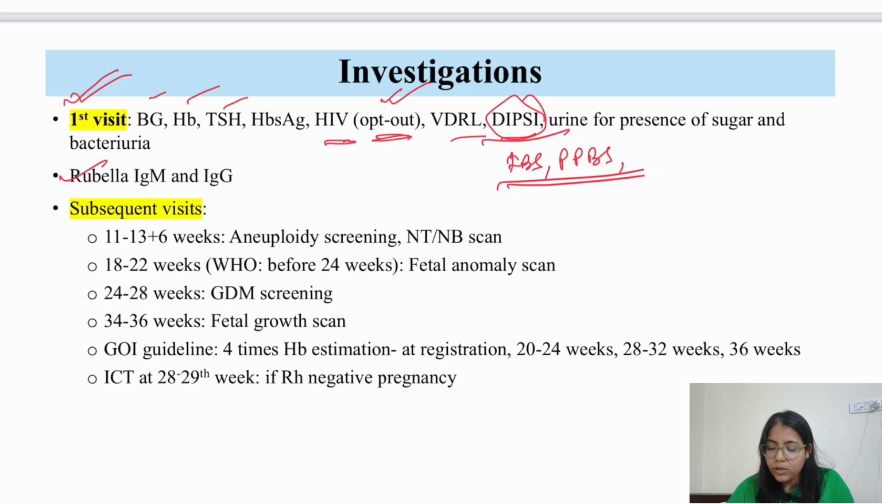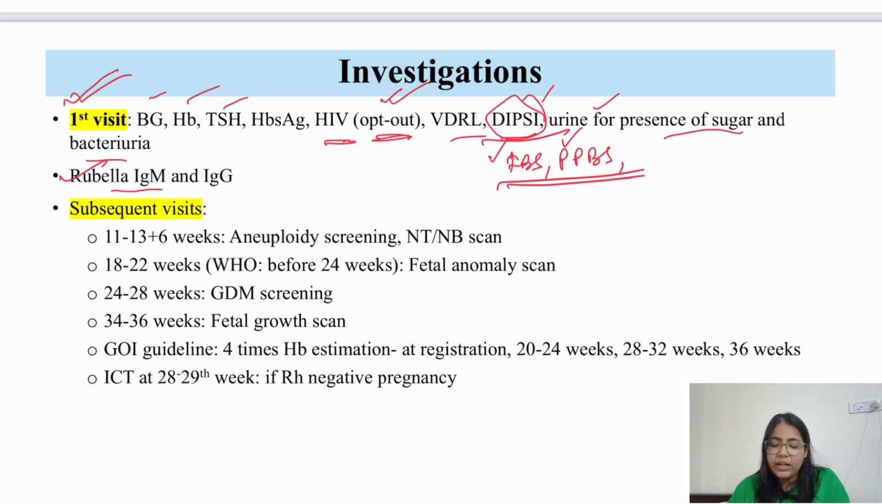So you can do DIPSI, or fasting blood sugar and postprandial blood sugar, in the first visit itself. DIPSI is recommended. In upcoming videos I will tell you about diabetes in pregnancy, and the different guidelines for screening and diagnosis of diabetes in pregnancy and its further management. So for the time being, for this chapter, just remember we do all this in the first visit, and also urine for the presence of protein, sugar and bacteriuria.